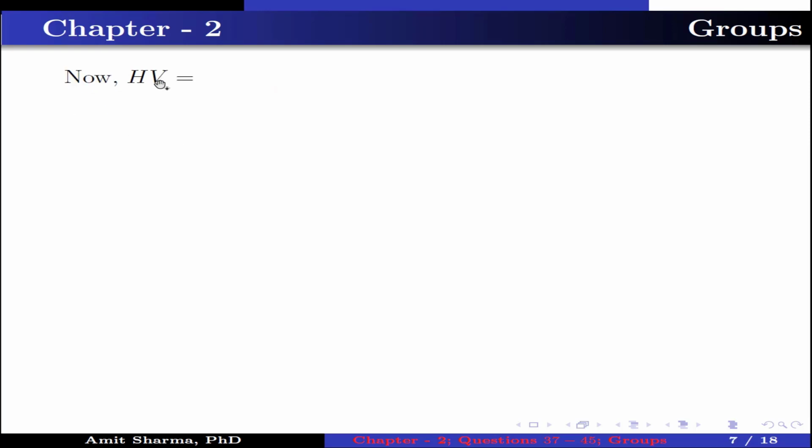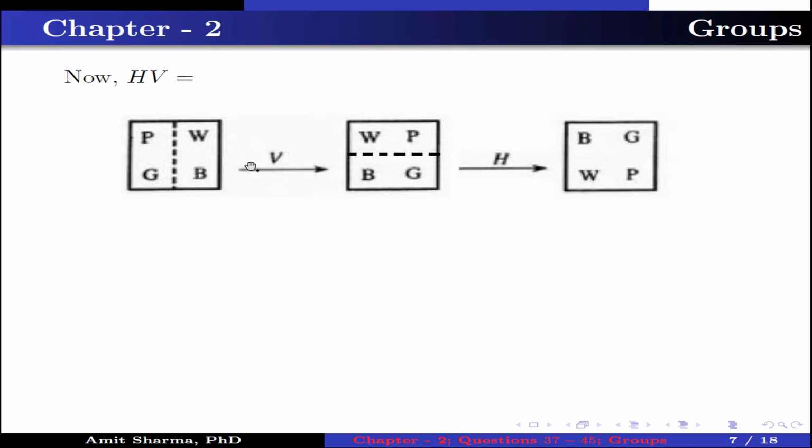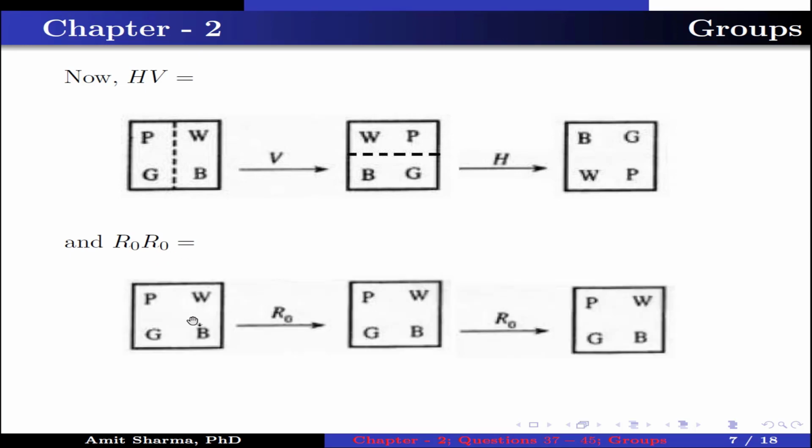Now we have to calculate H into V. For V, flip this square by this vertical line, we get this. And for H, flip this square by this horizontal line, we get this. And R0 into R0. For R0, rotate this square by 0 degrees anti-clockwise, we get this. And again for R0, rotate this square by 0 degrees anti-clockwise, we get this. We can easily see that these both are not the same. This implies HV is not equal to R0 into R0.